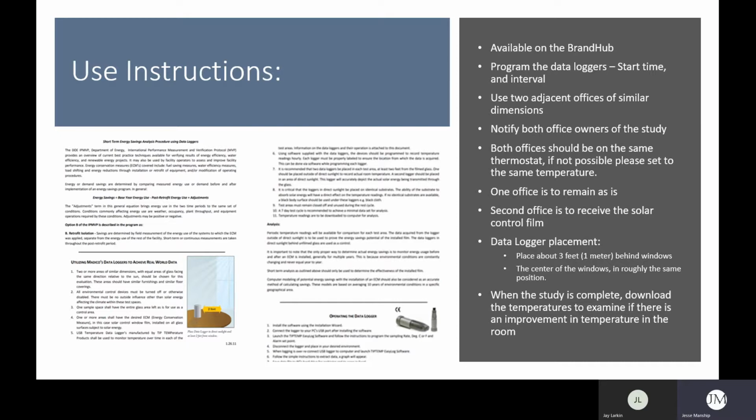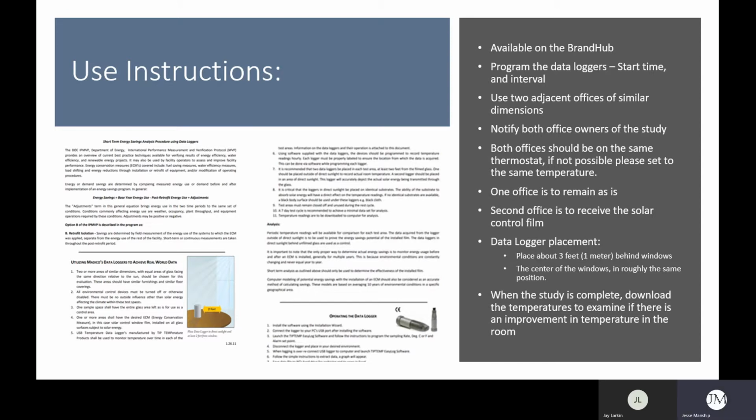Next, to conduct the study, I use 2 adjacent offices of similar dimensions, usually of equal glazing size, that face the same direction relative to the sun. So ideally, you'd pick offices that are next to each other with similar furnishings and similar window sizes and shapes. If you're in the southern hemisphere, you'll want to pick the north or west facing windows. And in the northern hemisphere, you'll want to pick the south or west facing.